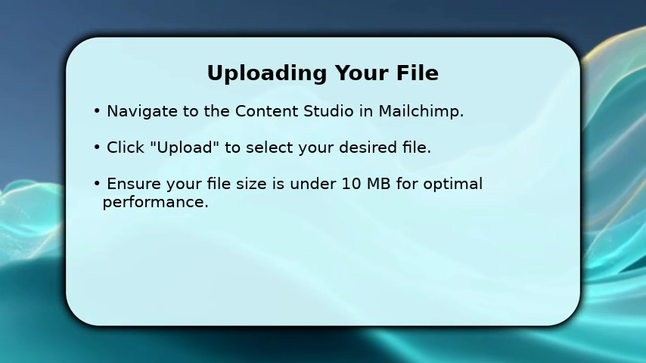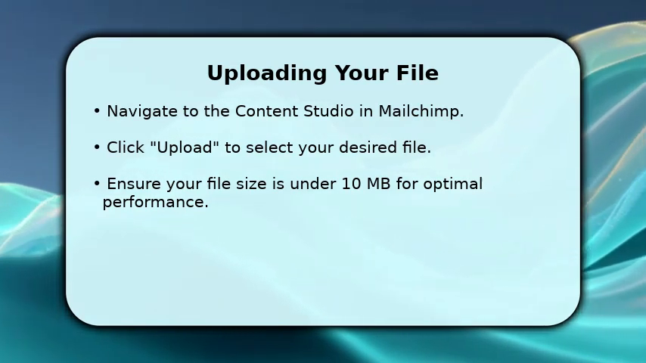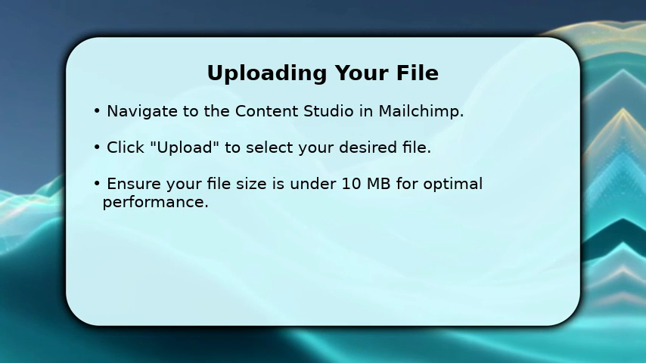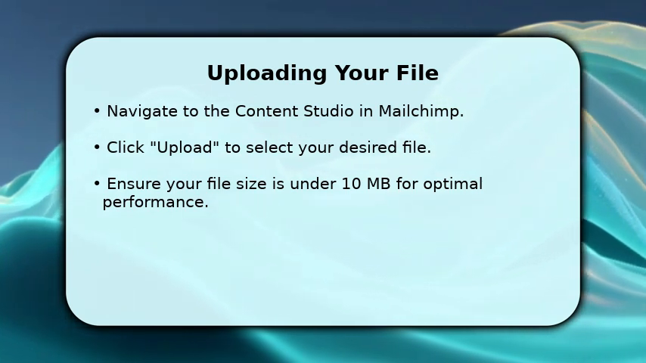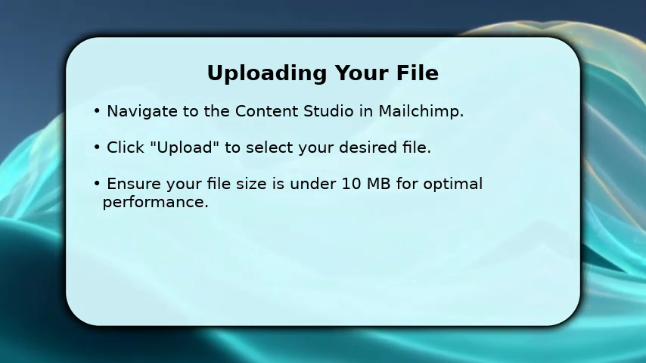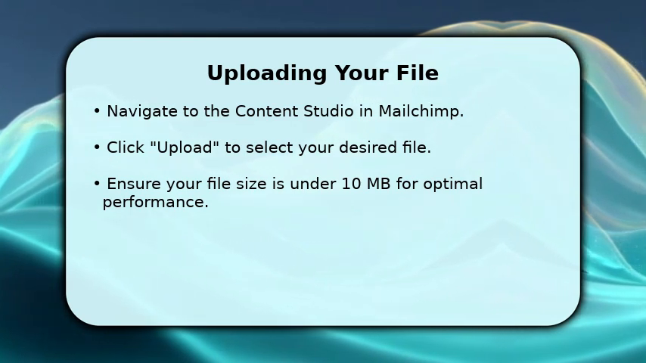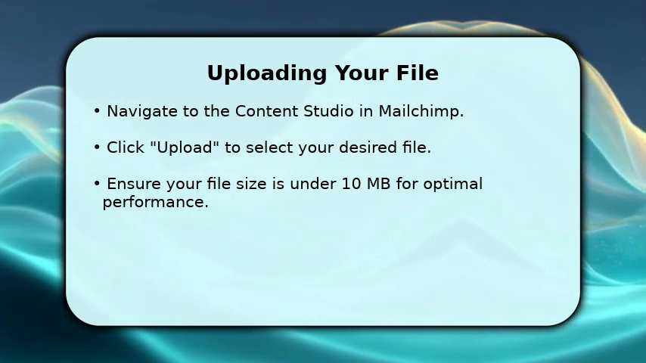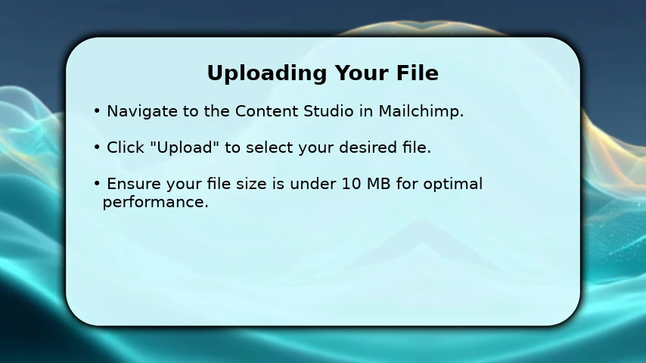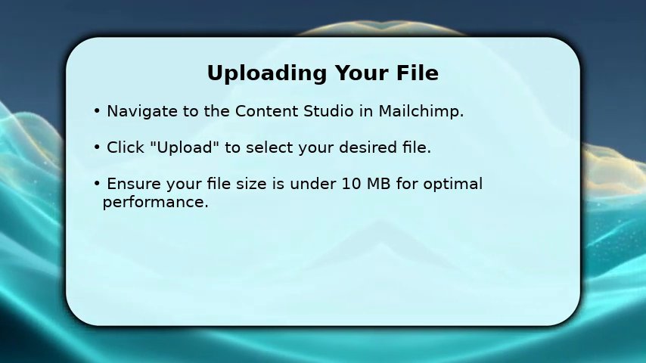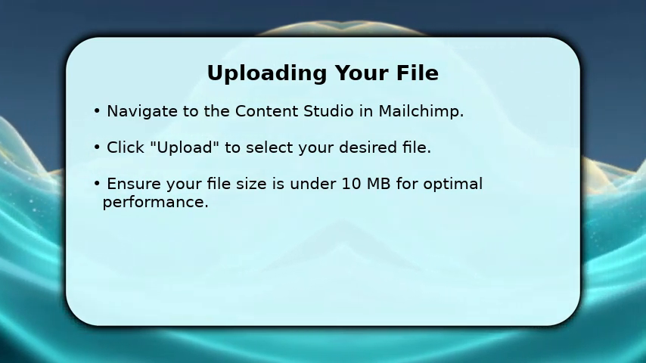To begin, log into your Mailchimp account and find the Content Studio. This is where all your images and files are stored. Click the Upload button and choose the document you wish to attach from your computer. Remember to keep your file size under 10 megabytes to avoid any issues with loading or delivery.